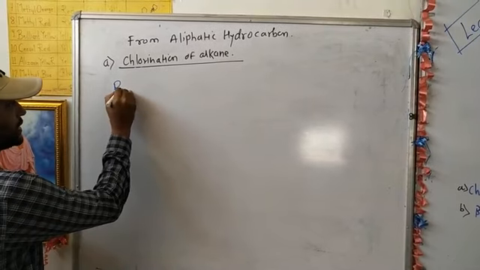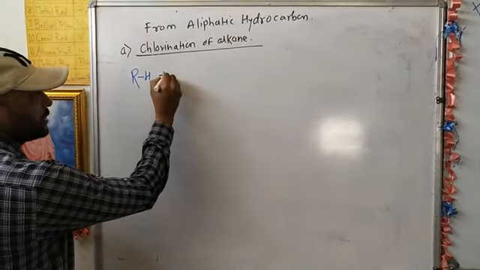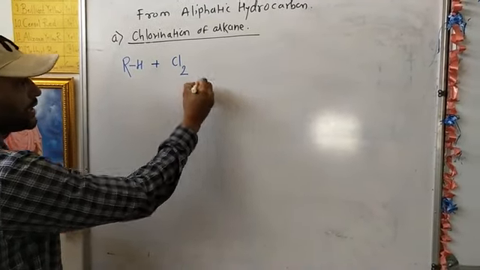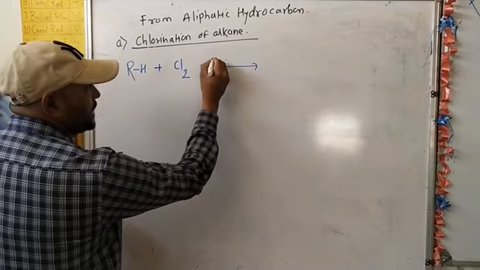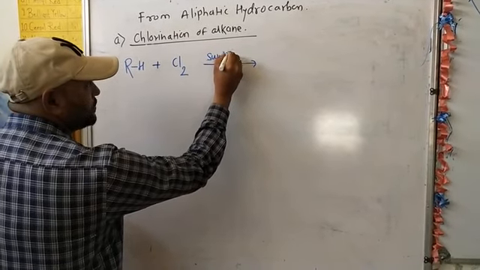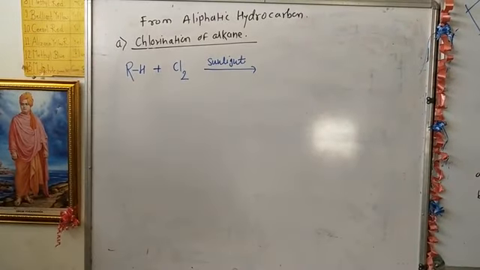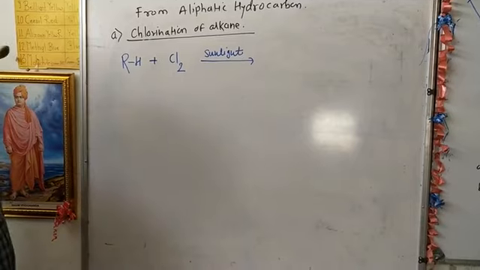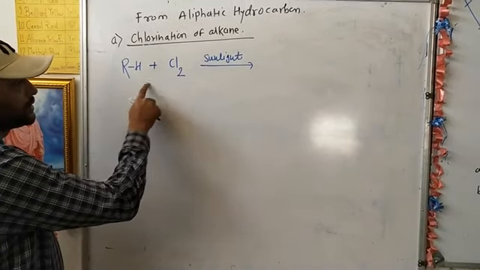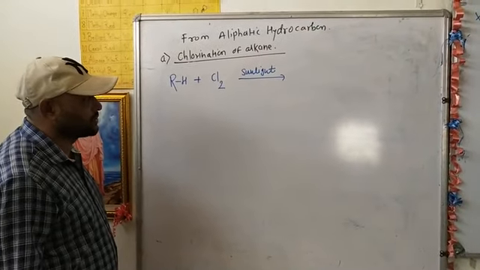So alkane is represented as RH. For chlorination we have to add chlorine gas Cl2, and the reaction condition is that we should allow it to react in presence of sunlight. So this is a free radical substitution reaction.